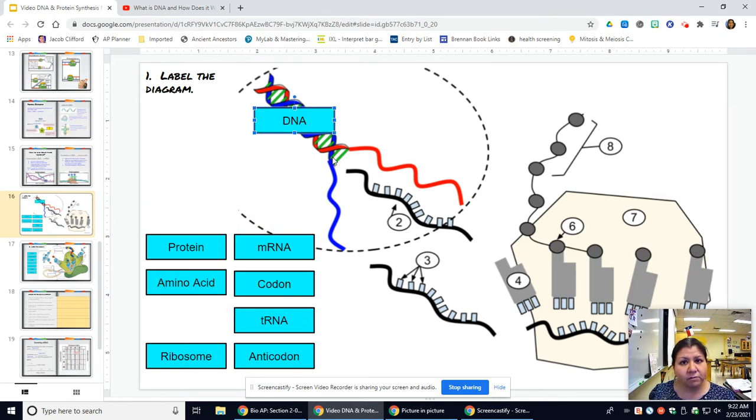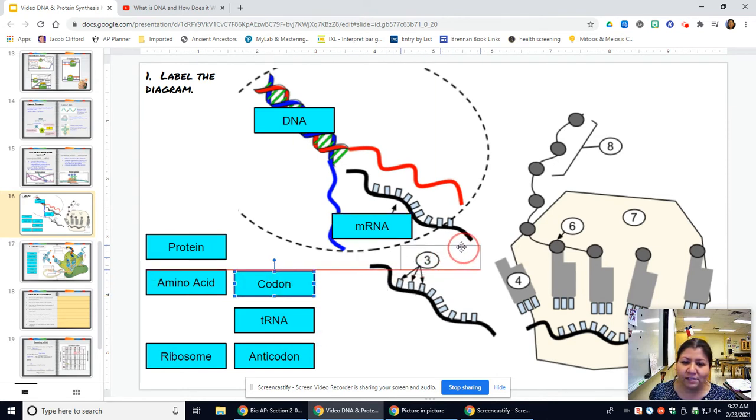For this process, we have transcription occurring. Transcription is going to generate my mRNA, which is this one right here, number 2. This little single strand is my mRNA. It's going to leave the nucleus and go to the ribosome. Remember, I said those sets of 3? Those sets of 3 are called codons. There's a codon right there. Now my mRNA is in my ribosome.